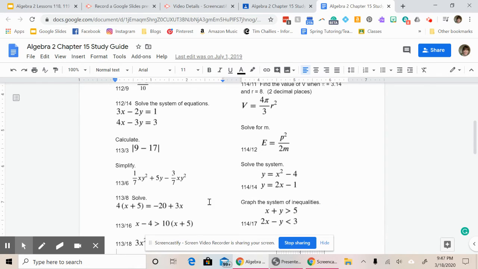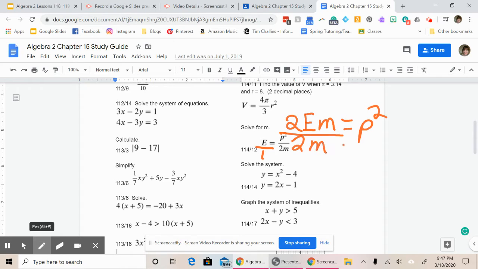Solve for E. I think I would cross multiply. Think of that as being over 1. You would have 2em equals p squared. And then you would need to divide by 2m and divide by 2m. E equals p squared over 2m.